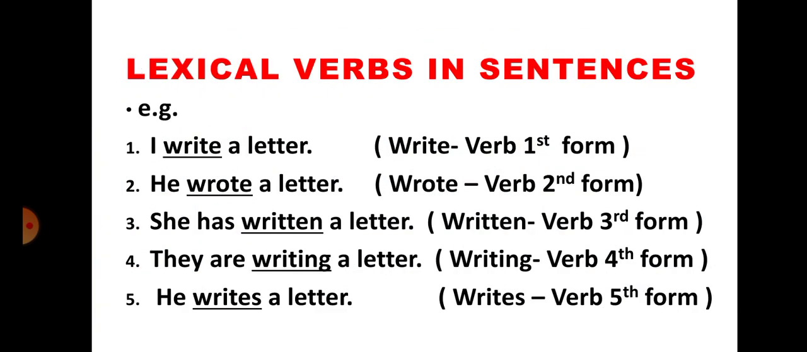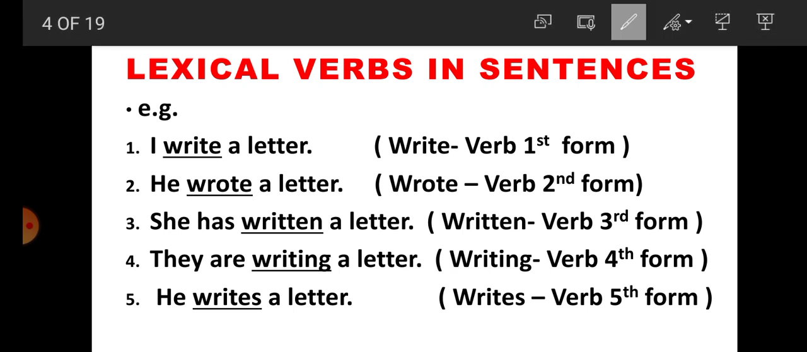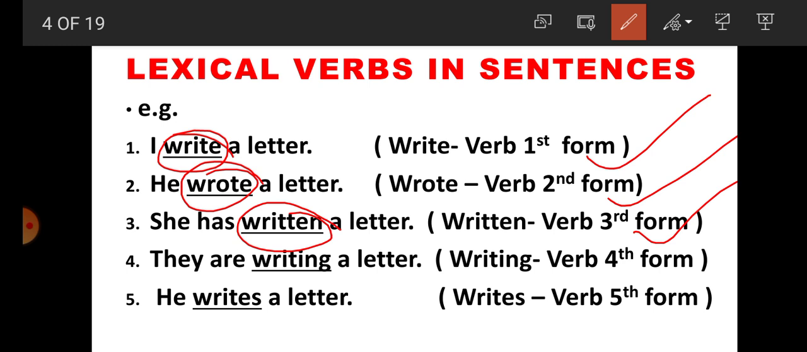Now lexical verb in a sentence. With the help of these examples, student, I will make you understand what is lexical verb and what are the 5 forms. Example number 1, I write a letter. Here student, write is what? Write is the verb first form. He wrote a letter. Wrote is what? Verb second form. She has written a letter. Written is what? Verb third form. They are writing a letter. Writing is what? Verb fourth form. He writes a letter. What is writes?